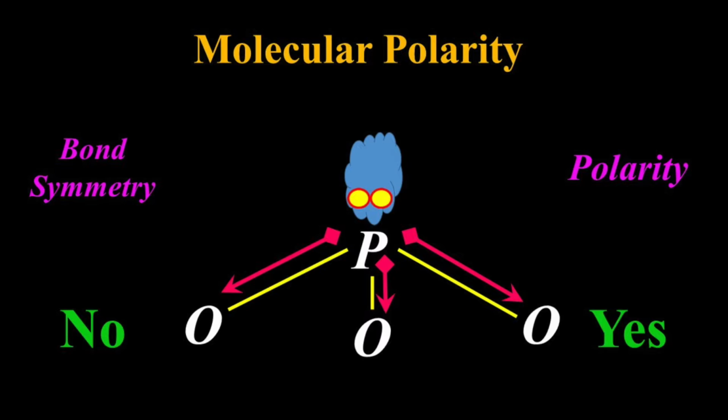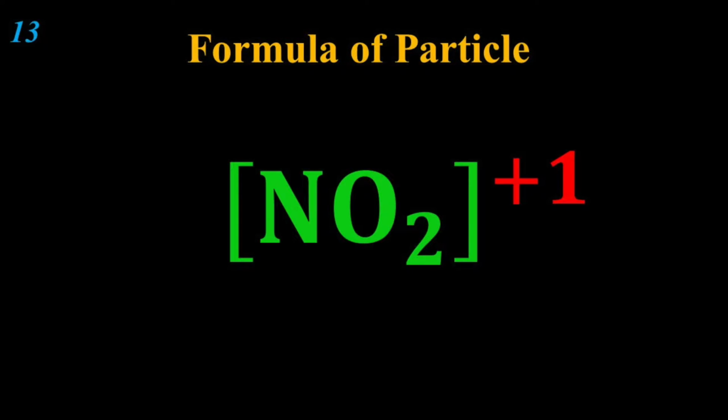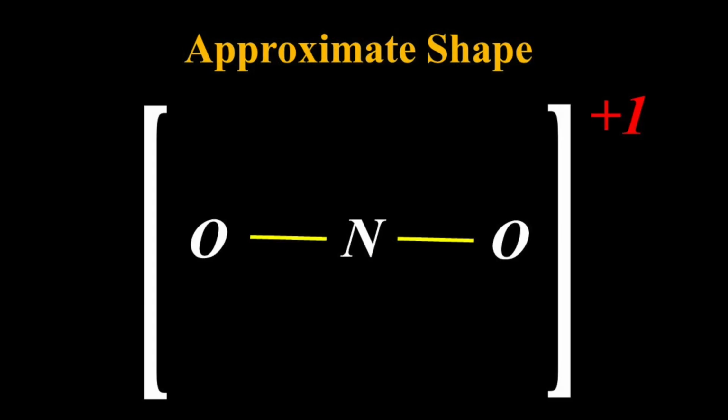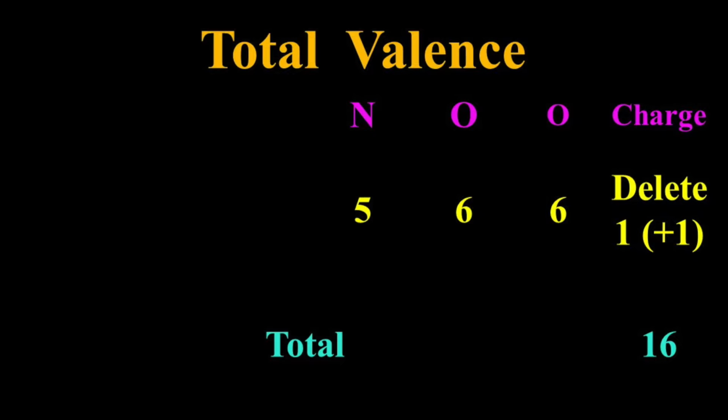Now let's do NO2 plus 1 charge. And what does the plus 1 mean? Well, it means that you're actually going to be subtracting off an electron from the total valence. That's the approximate shape, considering we have nothing else to go by. So the valence is going to be 16. So it'll be 5, 6, and 6, and then minus 1. That's going to be 16.